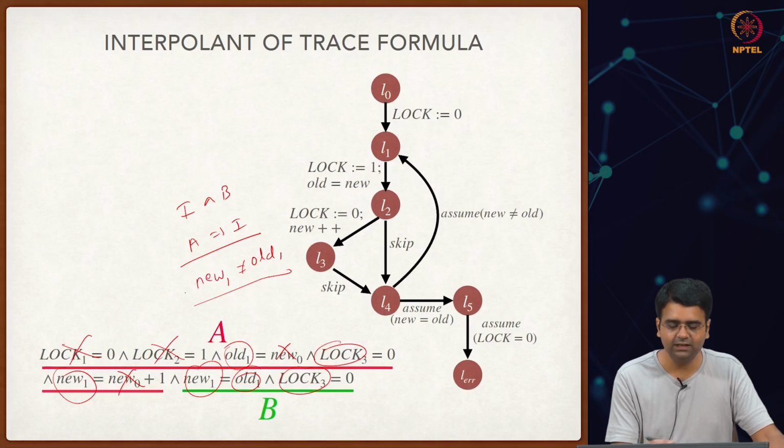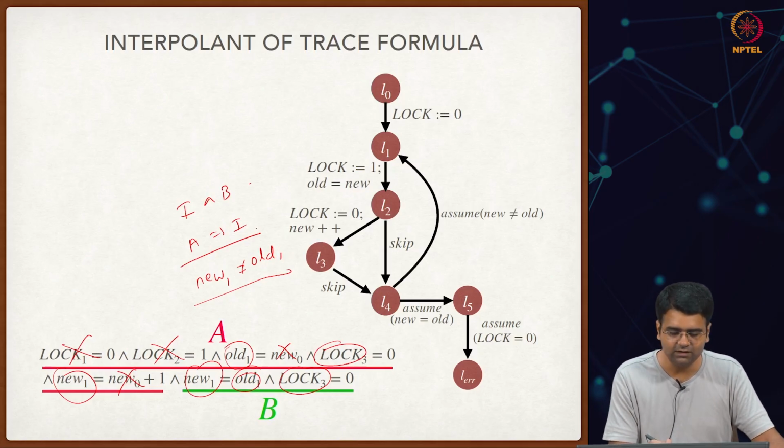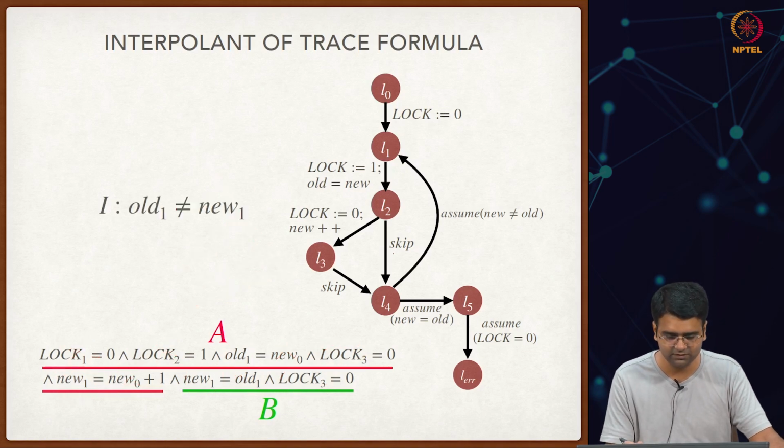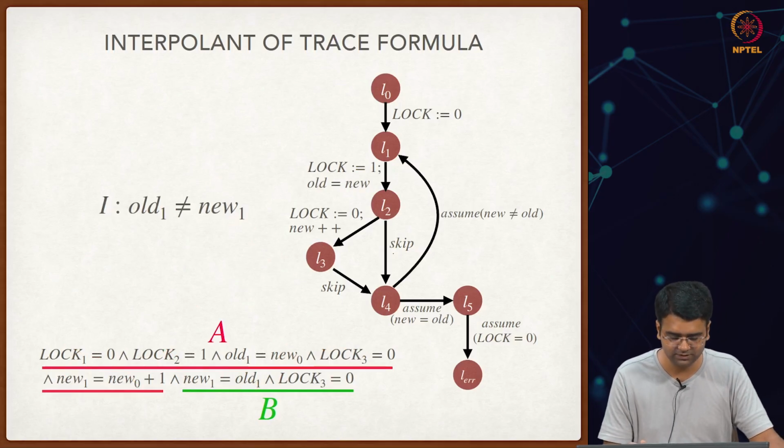So this is a valid interpolant because A implies I. Because new 1 is new 0 plus 1 and old 1 is new 0, therefore new 1 is clearly not equal to old 1. And not only that, but I and B is also unsatisfiable, because I is saying new 1 is not equal to old 1 while B is saying new 1 is equal to old 1. So therefore I is actually a valid interpolant for this A and B. Okay. So this is one valid interpolant, which is old 1 not equal to new 1.